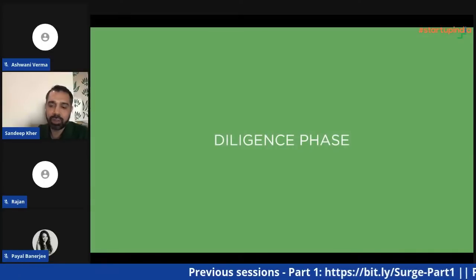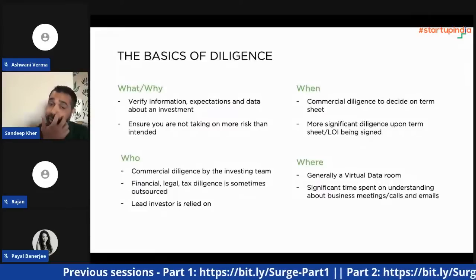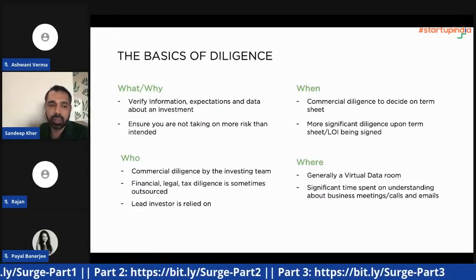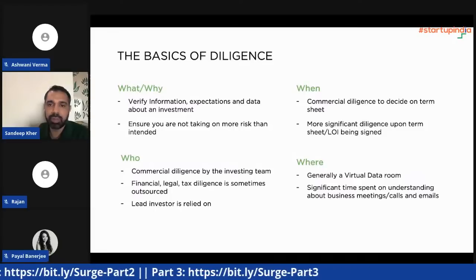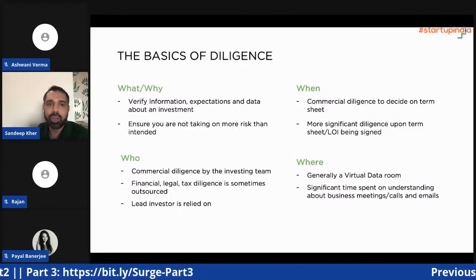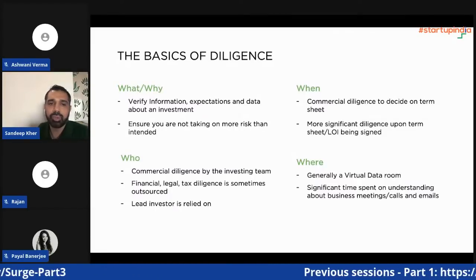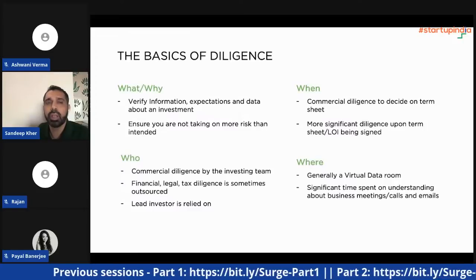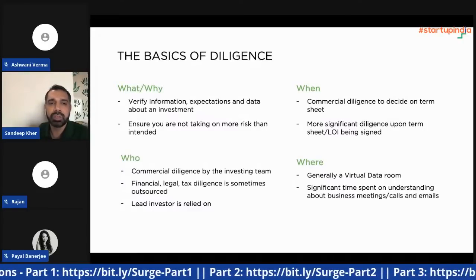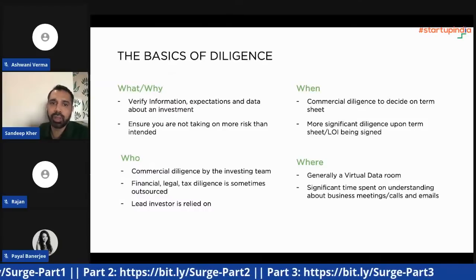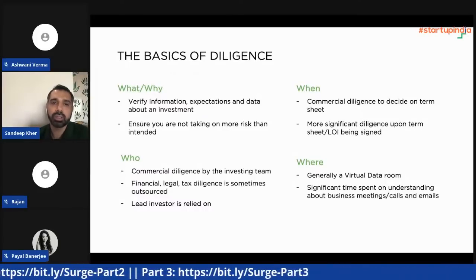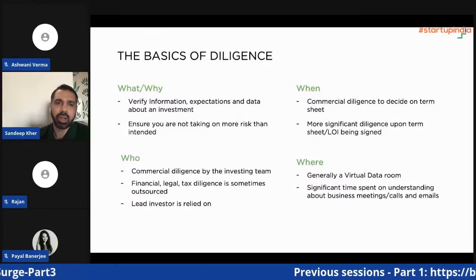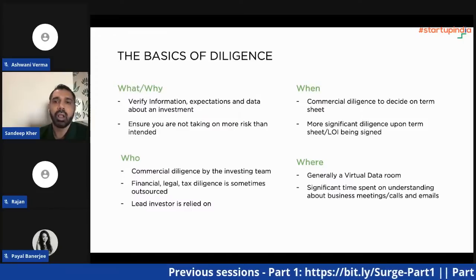And I want to talk about the diligence phase to begin with. The basics of diligence. I tried laying that out with a couple of examples illustrating why you do diligence. You are verifying all the information that you shared during the process up till then. The diligence team will collaborate by going through your financial statements, your bank records, customer contracts, and all the other necessary detail.